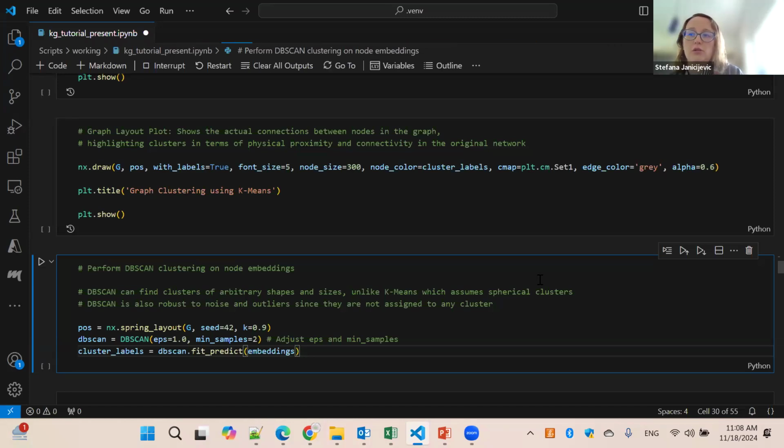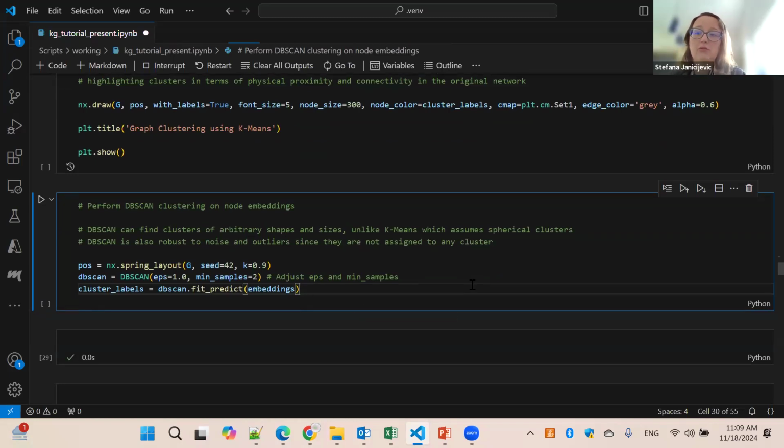Epsilon is the maximum distance between points to be considered as neighbors. Minimum samples equals the minimum number of neighboring points required to form a core point. When I'm saying core point, I'm talking about the target point in every sphere of a density cluster. If a point has fewer than minimum samples neighbors, it's classified as noise. And we are returning cluster labels, an array assigning a label to each node. And this is, as I said, very robust to outliers. It's a good classifier for noisy data.